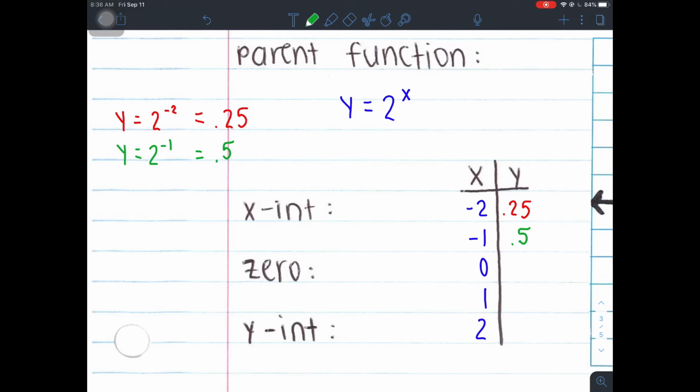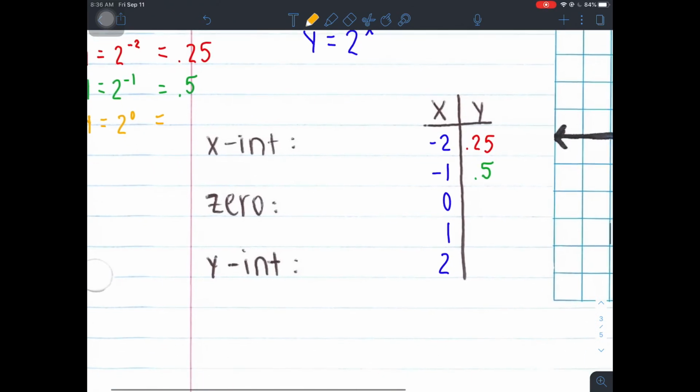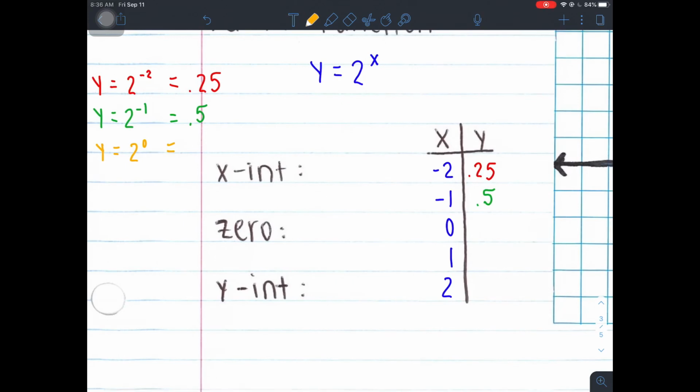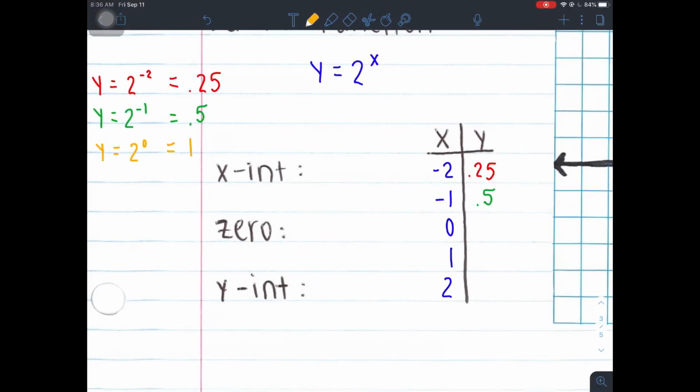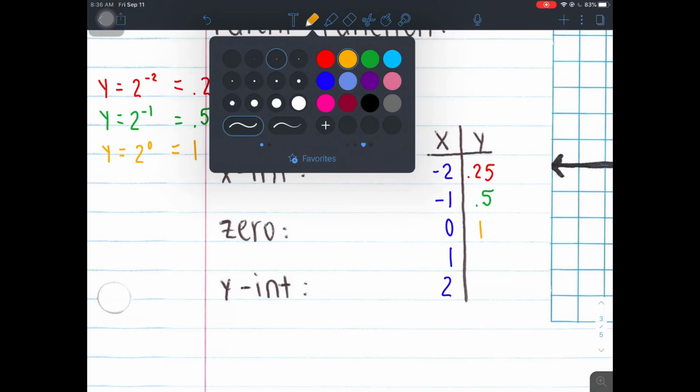Okay, let me continue on. The next x value we have is 0. So I'm going to plug in 0 for my x value here. 2 to the 0 equals, well, you're going to think it's 0, but it's actually not. So I'll show you. I'll get rid of the -1, type in a 0, and I get 1. 2 to the 0 is actually 1. Now, I can't really explain why it equals 1 yet because we haven't gotten that far in the year. You'll learn in Unit 6 why. But 2 to the 0 equals 1. So when I plug in a 0 for x for this function, I get 1.